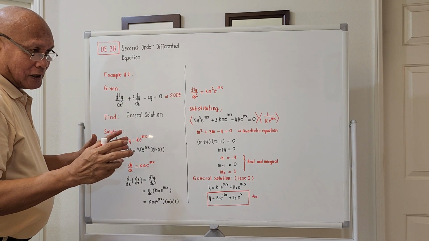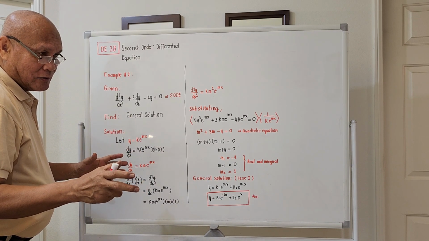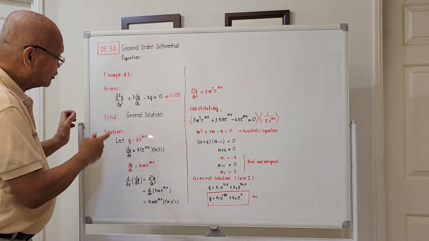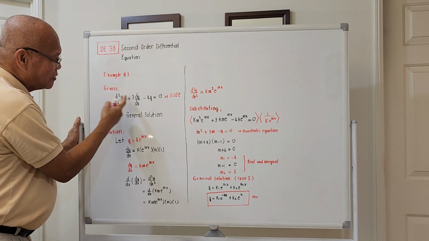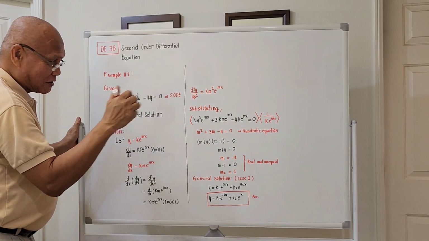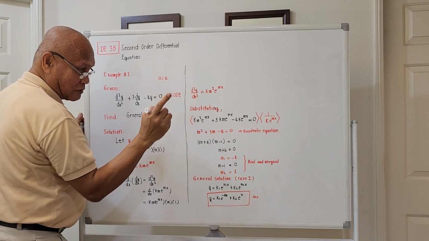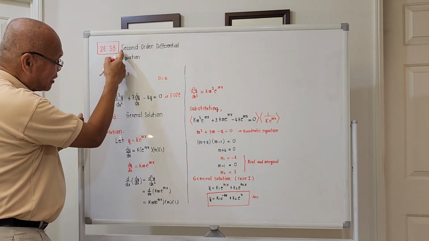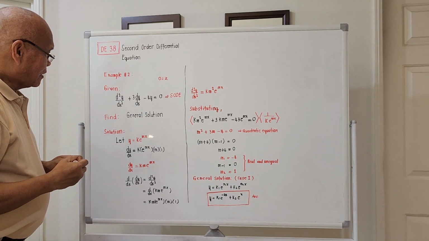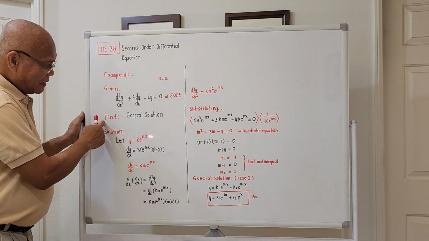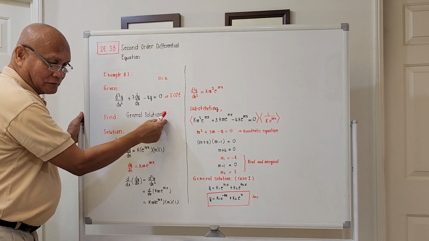The total number of times the given differential equation was differentiated, the highest, is actually 2. Okay? So the order of the differential equation is actually 2. That's why our topic for tonight is second order. The requirement of the problem is find the general solution.